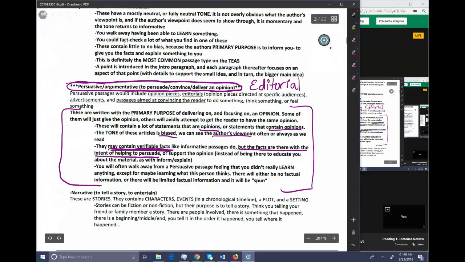You're going to have facts that are there, but they're only there to convince you of something. They're not trying to teach you about this detail. They're trying to take this detail and get you to agree with them because they gave you this detail. You will often walk away from a persuasive passage feeling that you didn't really learn anything.